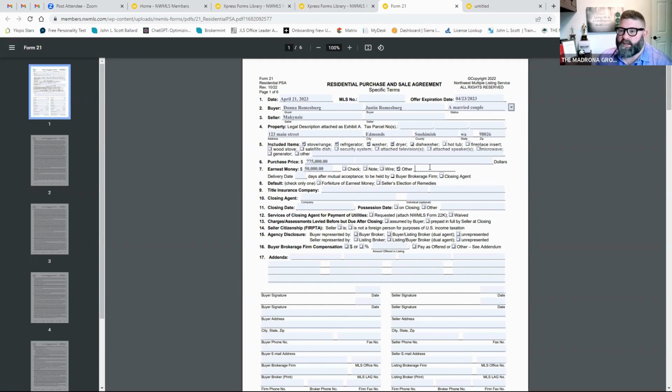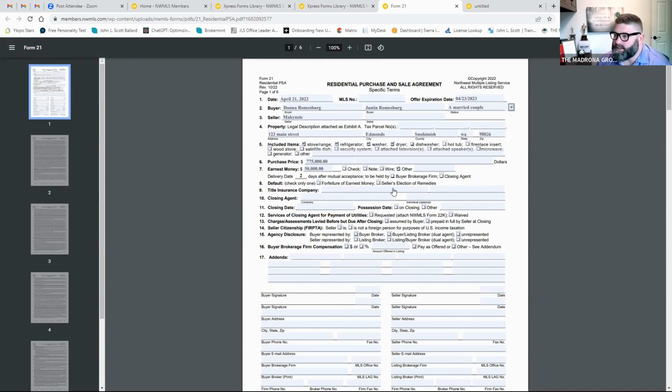Are they liquidating funds? All of this stuff. So if we don't check the delivery date here, we still need to put it in. Always put a number in here. It will default to 2 days, but we still want to put 2 days in there, so we're acknowledging it.